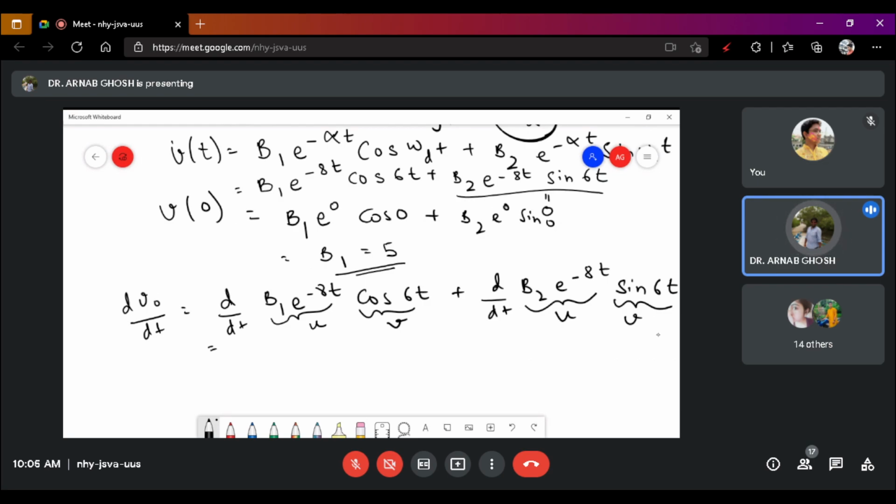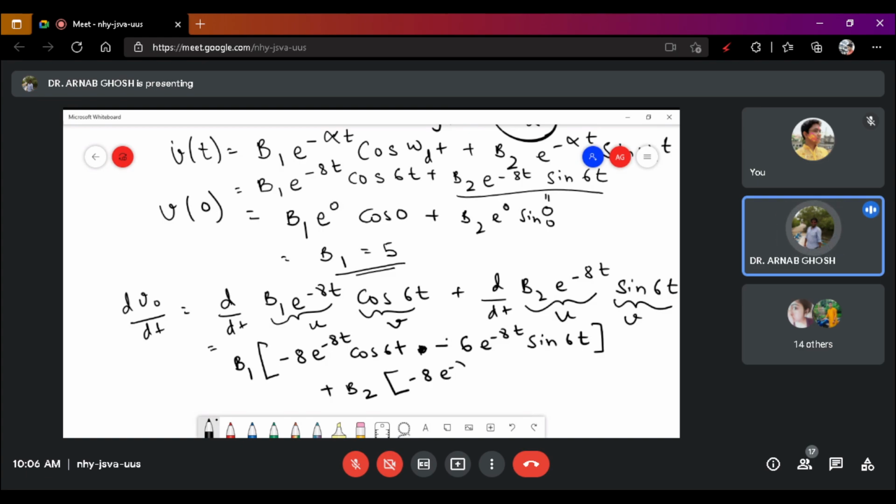So here, taking b1 constant, you will get minus 8 e to the power minus 8t cos 6t, or this should be minus 6 e to the power minus 8t sine 6t, plus b2 into minus 8 e to the power minus 8t sine 6t plus 6 e to the power minus 8t cos 6t. See if this differentiation is correct or not.